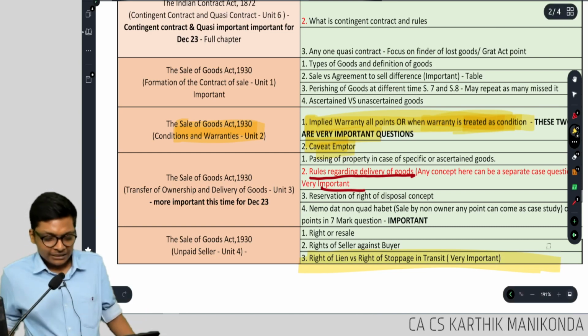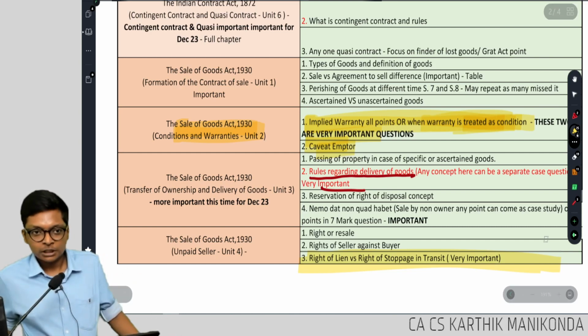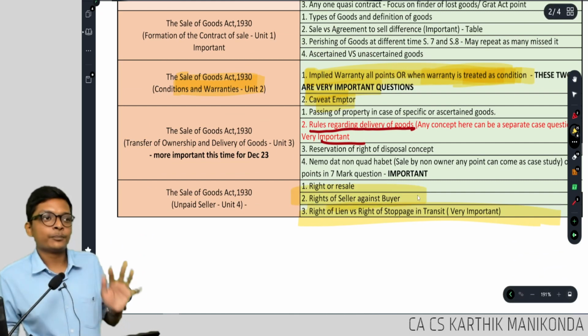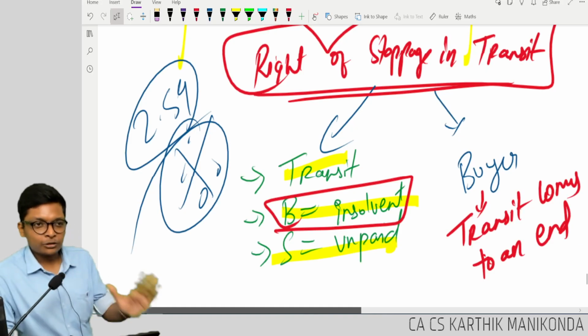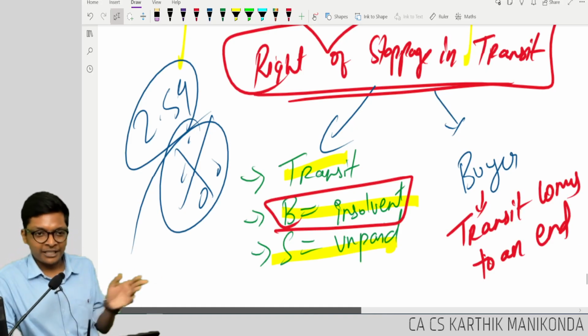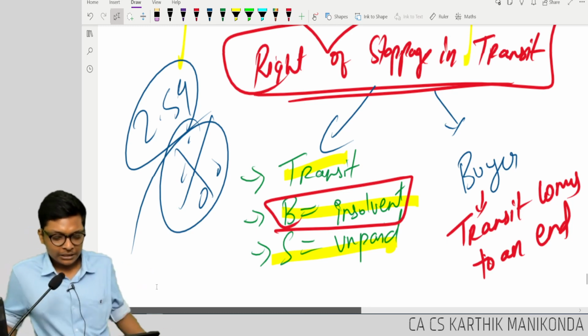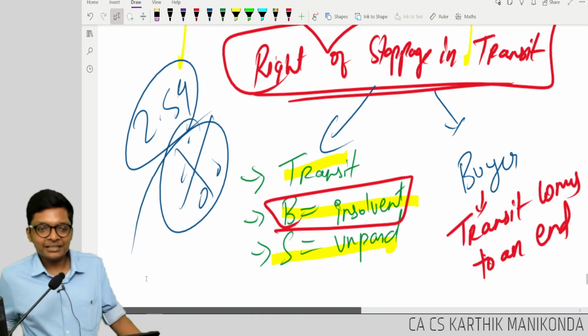In the latest exam, they asked right of buyer against seller. So this time, right of seller against buyer becomes important. Are you following, guys? Clear? And auction sale also they tested in December 2022, very recently, so less important for exam. Clear, guys? So now we are done with right of lien and right of stoppage in transit.